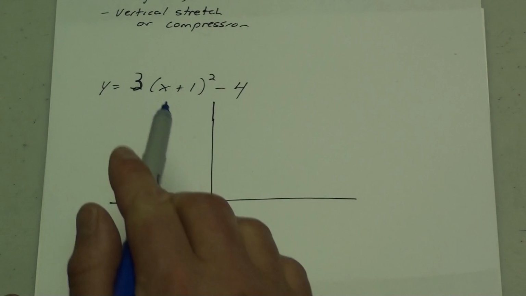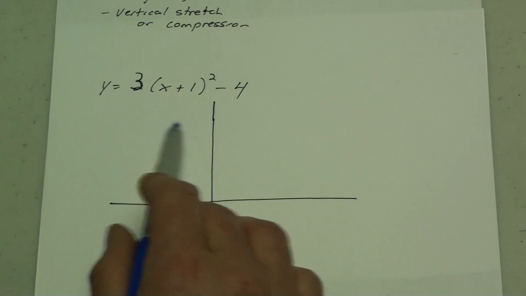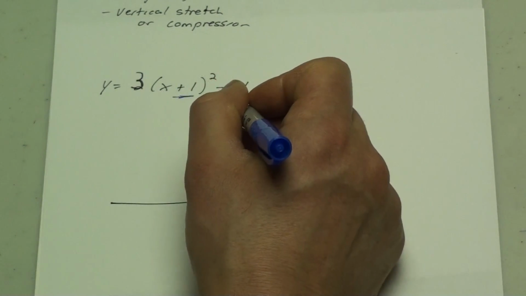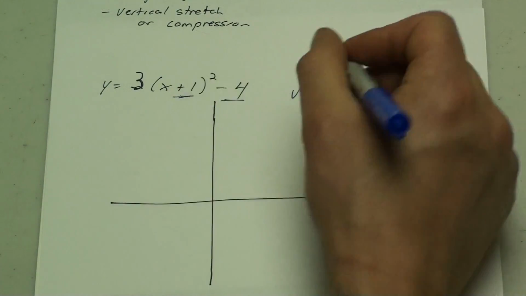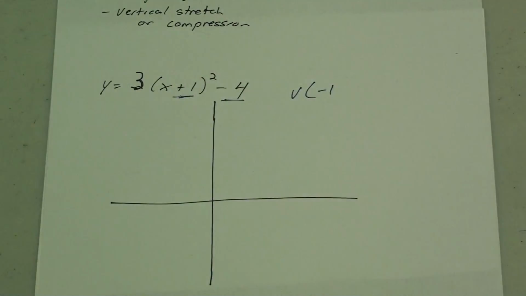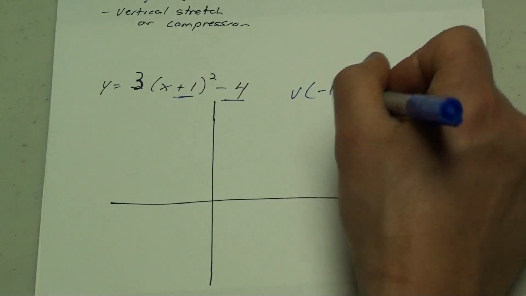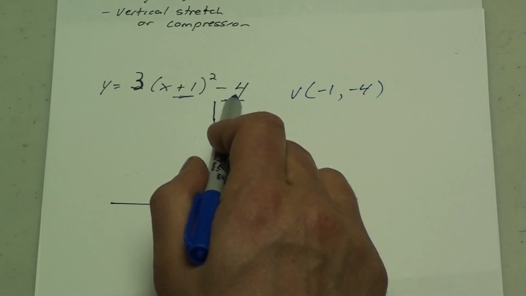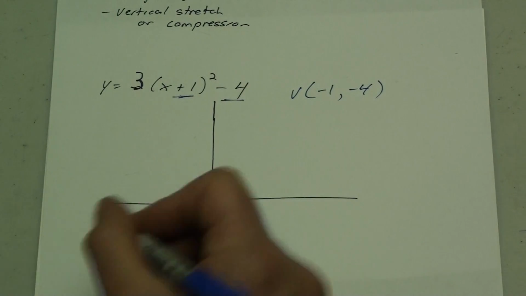Let's take this quadratic right here. Y equals 3 times (x plus 1) squared minus 4. This has all the movements in it. My vertex is told by these 2 numbers right here. My vertex is opposite of the brackets, so it'd be negative 1 instead of plus 1, and then it's the same as this one, so it's minus 4. It's got a horizontal movement of left 1 and down 4. That is where my vertex is.